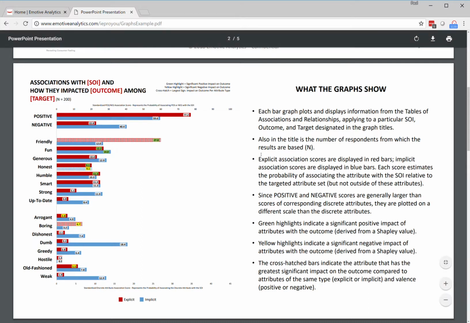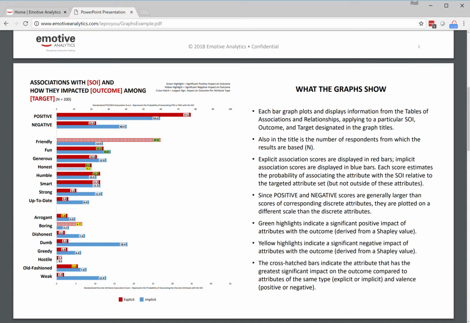So what are the graphs showing? Well, for each SOI and outcome that you're looking at, we definitely see the association scores, and again, these are the ones that we saw in the tables earlier. We see the association scores plotted in red bars, which are the explicit associations, and blue bars, which are the implicit associations. You can see, although it's small, the numbers there, which represent the actual association scores, that is the probability with which the attributes in the bar are associated with the SOI.